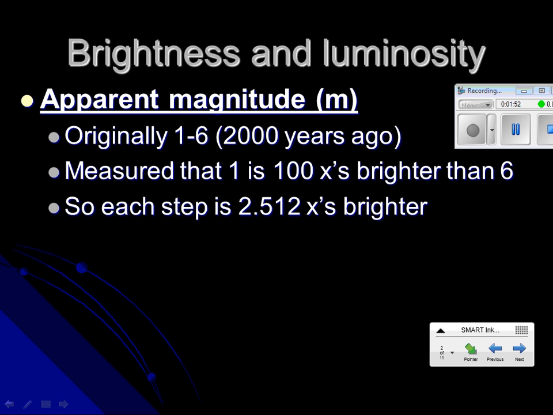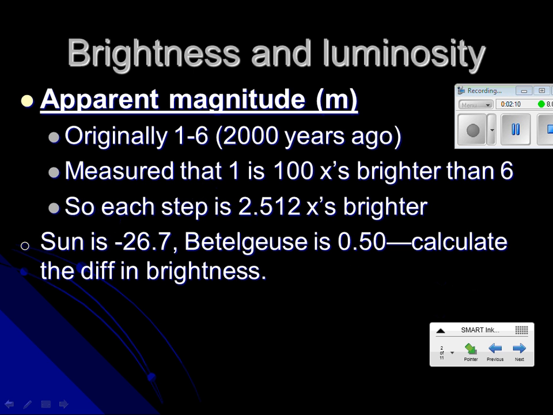So a second magnitude object is 2.5 times brighter than a third magnitude object. A second magnitude object is 2.5 times 2.5 times brighter than a fourth magnitude object, and so on, so on, so on, okay? So for example, the sun has an apparent magnitude of negative 26.7. Betelgeuse in the constellation Orion has an apparent magnitude of 0.5.